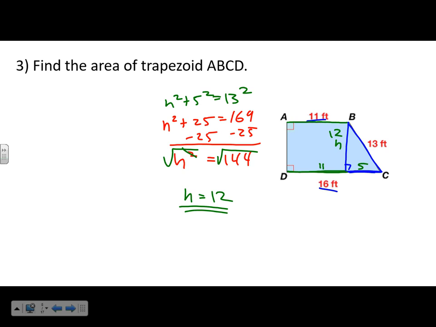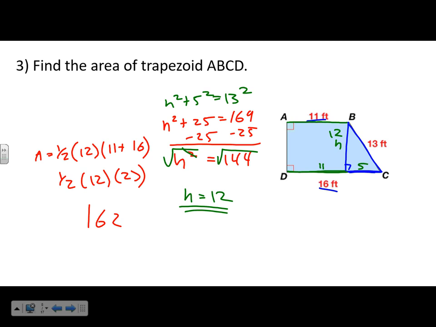So now we can plug it into the area formula. The area is 1/2. The height was 12. Base 1 was 11. Base 2 is 16. And again, it doesn't matter which one you do. It's base 1 and base 2. 16, 11, 11, 16. Doesn't make any difference. 11 plus 16 is 27. And then that's what I put in my calculator. 0.5 times 12 times 27 is 162. That'd be feet squared.